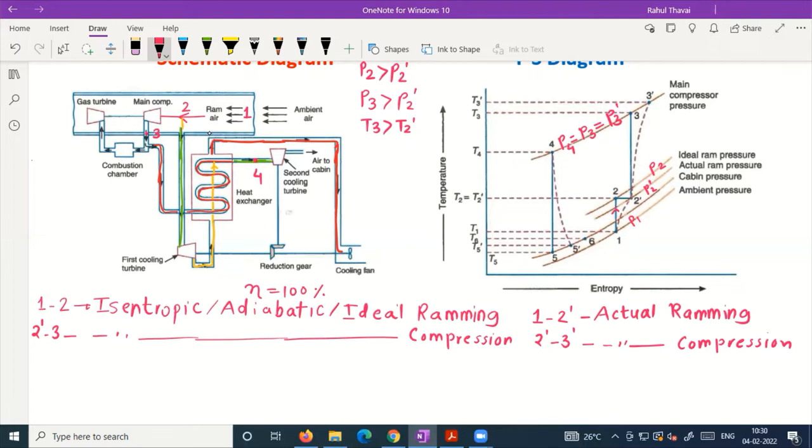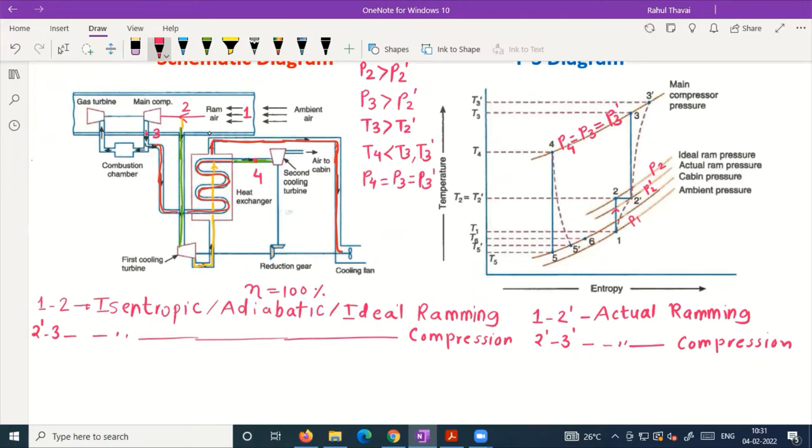Now, whatever air is available at point 4 is cold air. I will also mention this about point 4. The value of T4 will be less than T3 or T3 dash. Similarly, the value of pressure P4 is the same as P3, or equal to P3 dash.